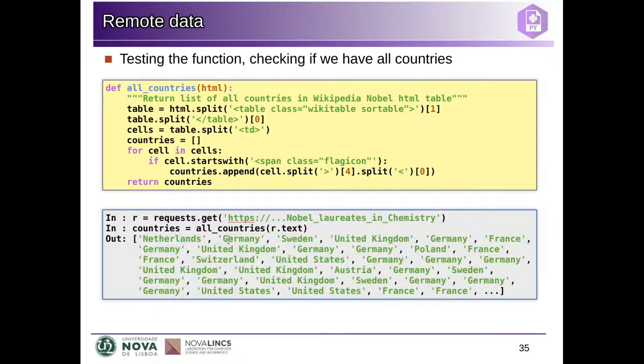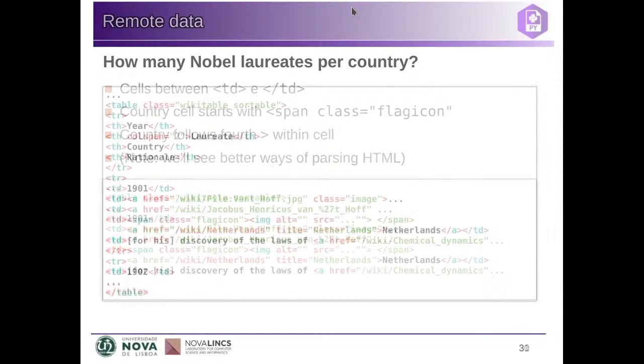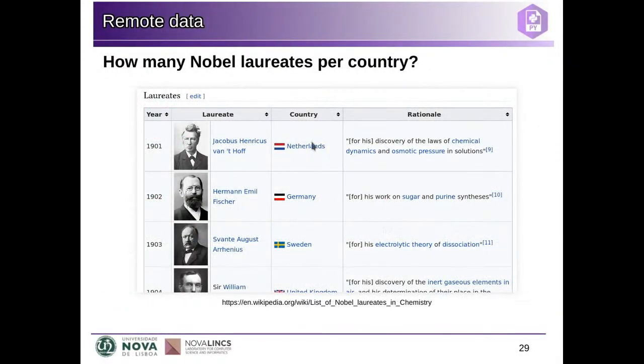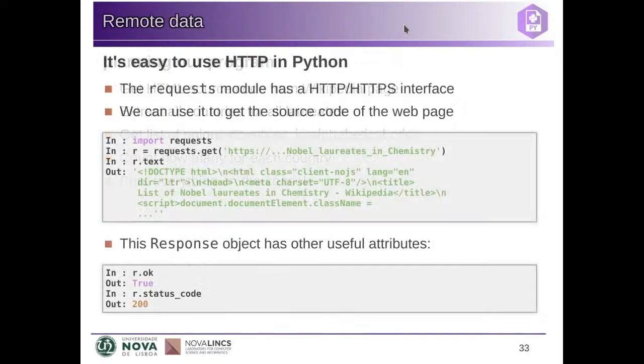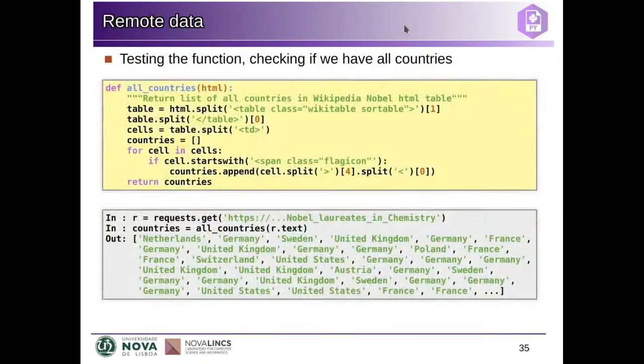We have Netherlands, Germany, Sweden, and it's a good idea to take a look at the page to see if we actually are getting the correct names, because if you make a mistake, maybe you're skipping the first one or you're not finding some of them and so on. So when you test your functions, don't just check if you have some result, also check if the result is correct, because it's important then when you're going to use the function to make sure you get the right answer.